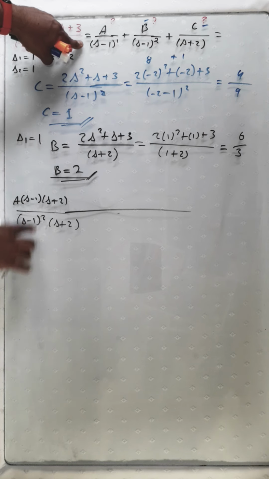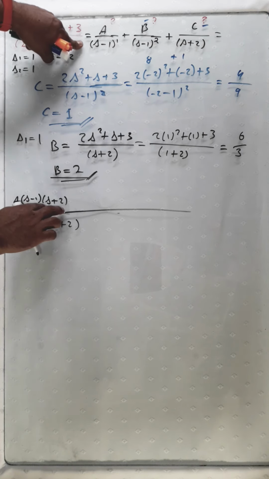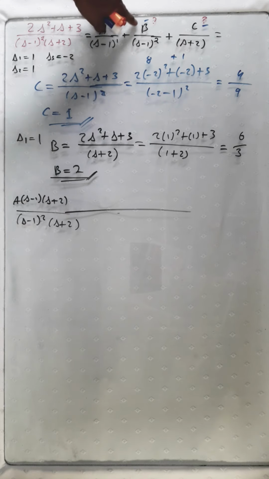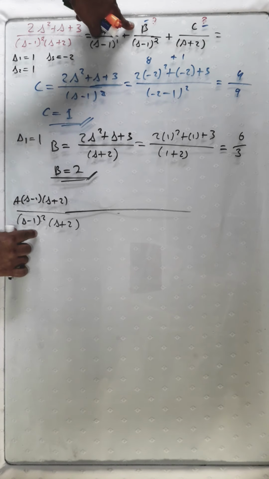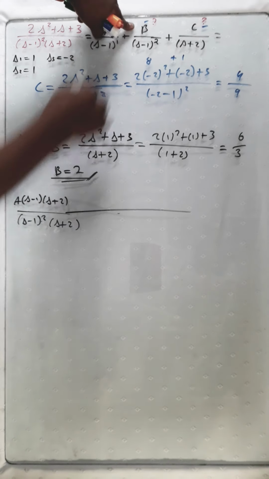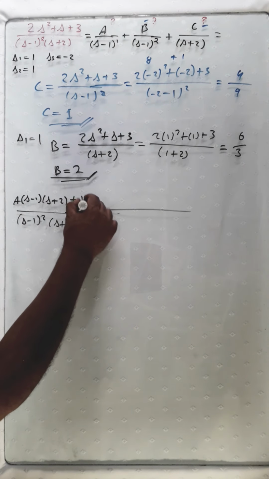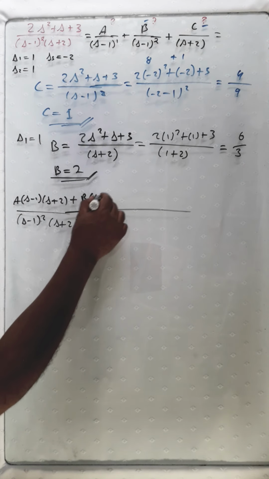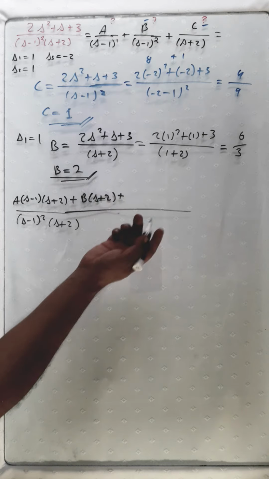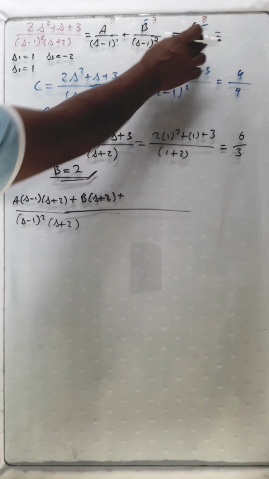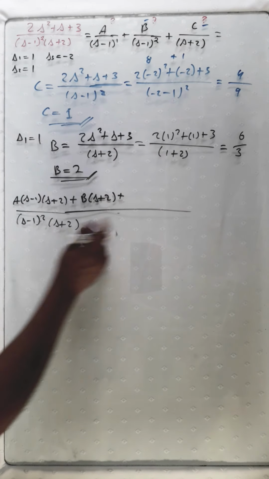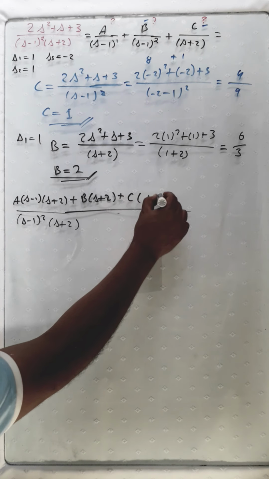So that remaining times the A and s plus 2. Now for this divided by this, the (s minus 1) squared cancels. So the only thing left is B times (s plus 2). And then plus the C. This divided by this, the s plus 2 cancels. The only thing left is the value of C times (s minus 1) squared.